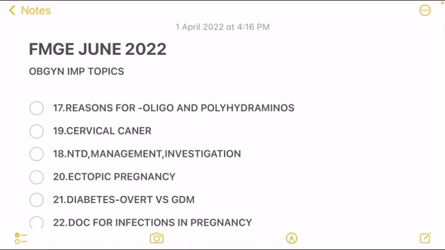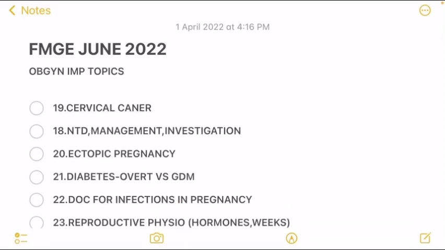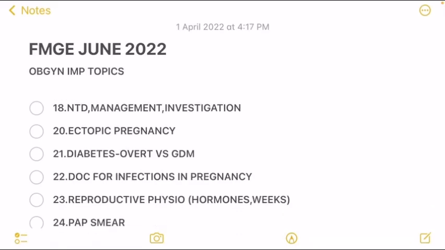Cervical cancer. Whole of the cervical cancer is very important. If you have to study some cancer, please study cervical cancer among OBG. NTD, neural tube defect, its management, investigation, everything is extremely important. You have to know this.